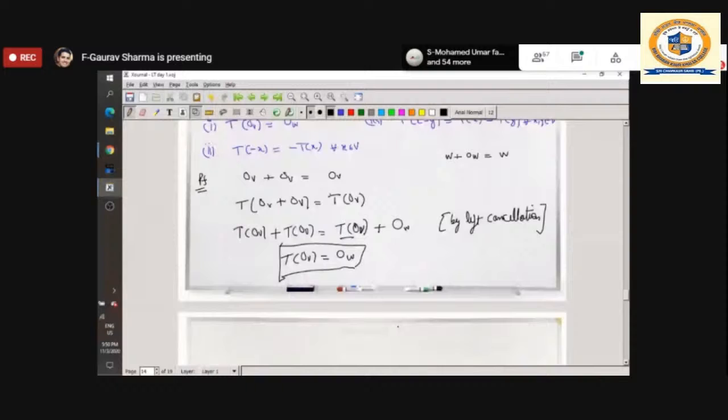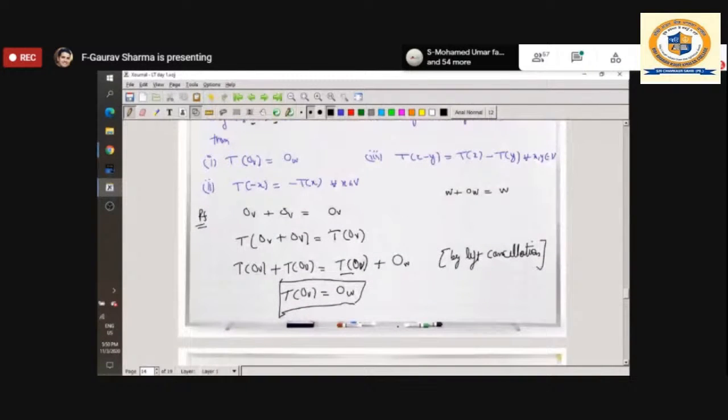Right? I hope this idea is clear. If you are clear about this idea, Gaurav then sir, yes, give them 30 seconds to think.